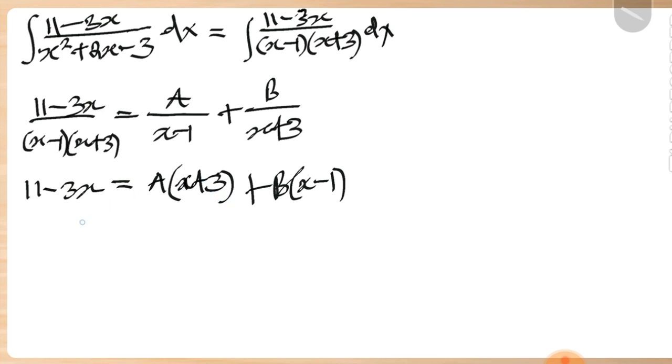Now let's try to figure out the values of A and B. Of course we know that if we set x equal to 1, this value becomes 0, so it will enable us to find what A is. So we have 11 minus 3 times 1, so we have 8 there, equal to, x plus 3 means 1 plus 3, so we have 4 there. So we have 4A, and this A is equal to 2.